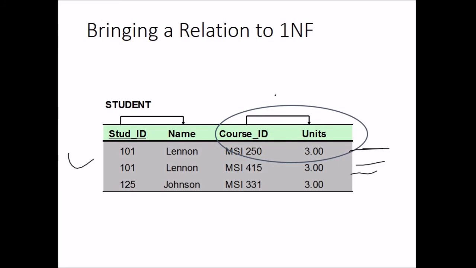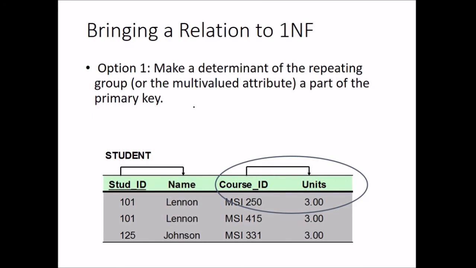So how can we find out? Because student ID can uniquely identify name, course ID can uniquely identify the units. What we are going to do? First, make a determinant of the repeating group, or the multi-valued attribute. These are the multi-valued attributes. Multi-valued attribute means the rows are having same values. So make a determinant of the repeating group as a part of the primary key.